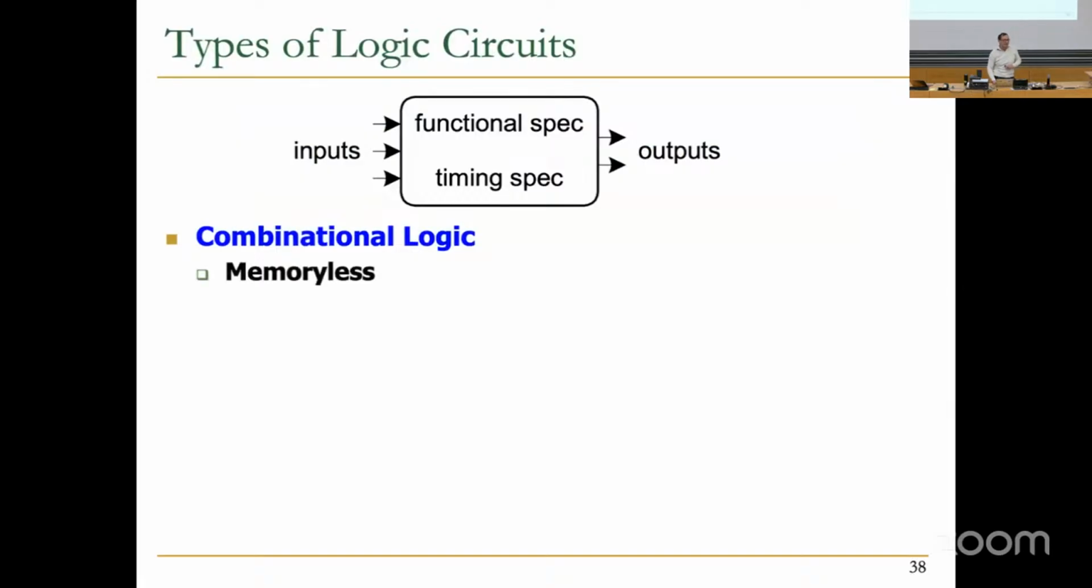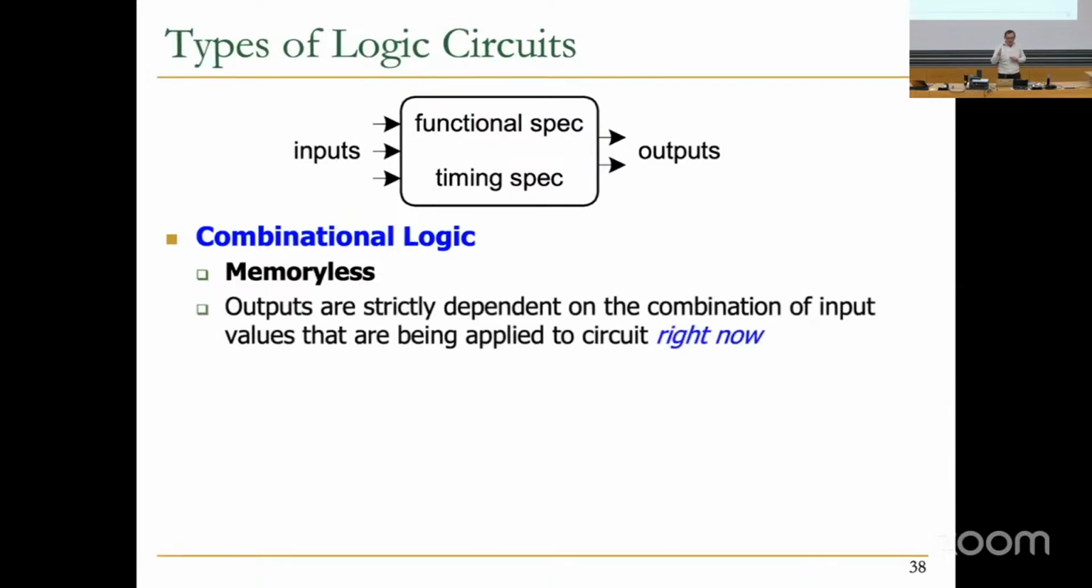Combinational logic is memoryless. Basically, you don't remember what you have done. You take the inputs, you transform them to outputs, but there is no memory. Outputs are strictly dependent on the combination of input values that are applied to the circuit right now. That's why it's called combinational. It's basically based on the combination of input values. This is also called combinatorial logic in some books, but you don't need to worry about that in your books.